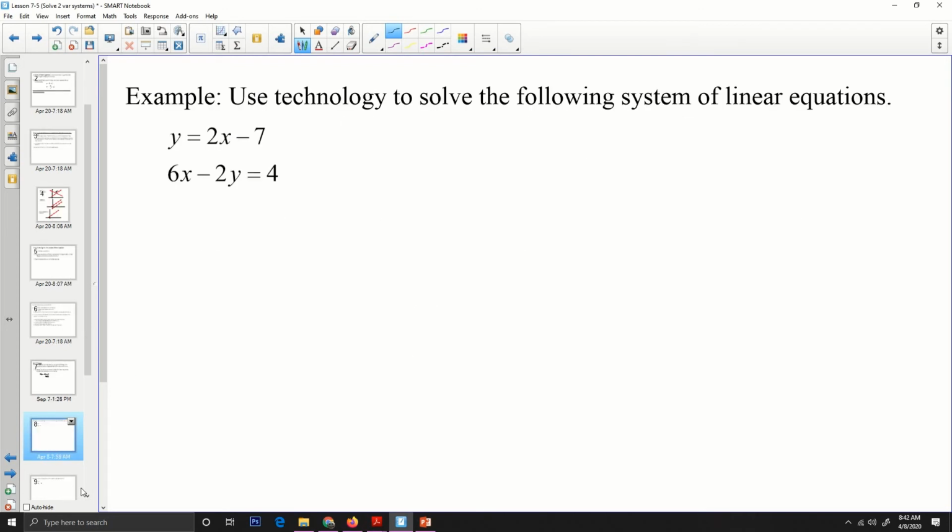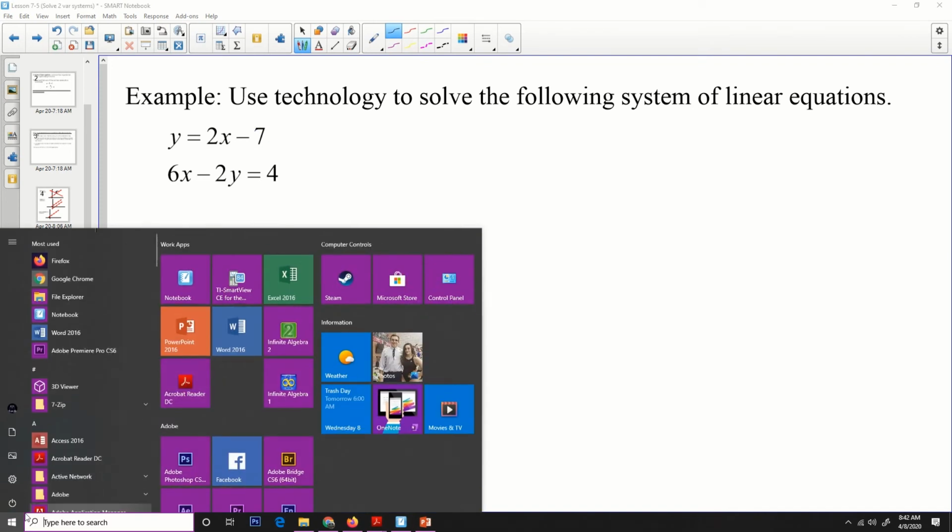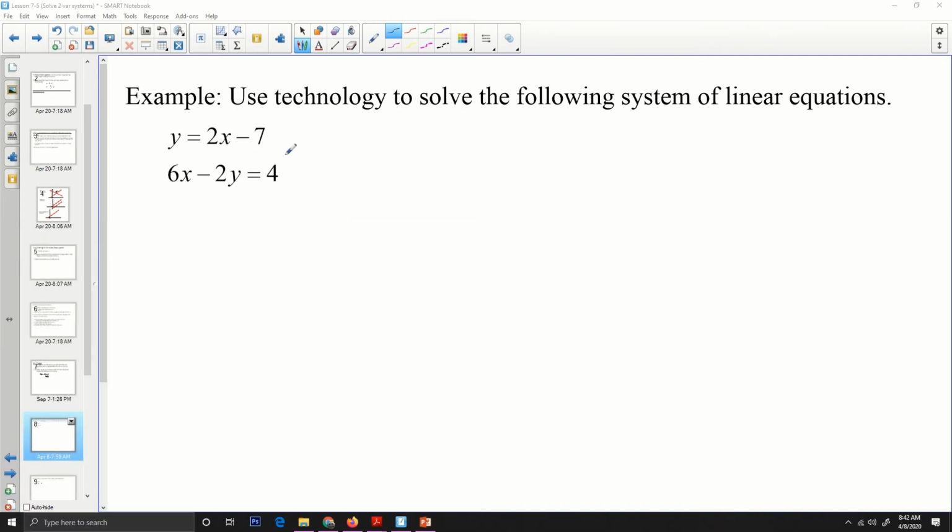All right, so first example, we're going to use technology to solve the system of linear equations. And the good news is that this one is already in y equals mx plus b form for us. While I am pulling up my graphing calculator here, I will solve this second one into y equals mx plus b form. So I'm going to have negative 2y equals negative 6x plus 4. And then we'll divide both sides by negative 2. So I'll have y equals 3x, and then it'll be minus 2 when I divide 4 by negative 2.